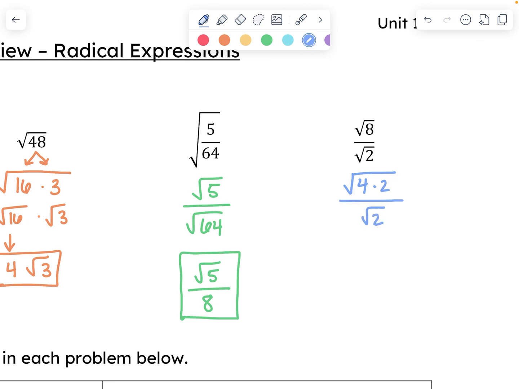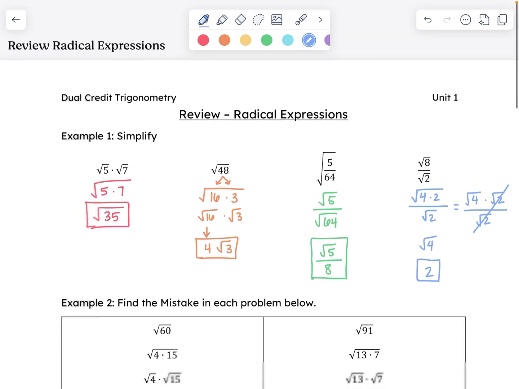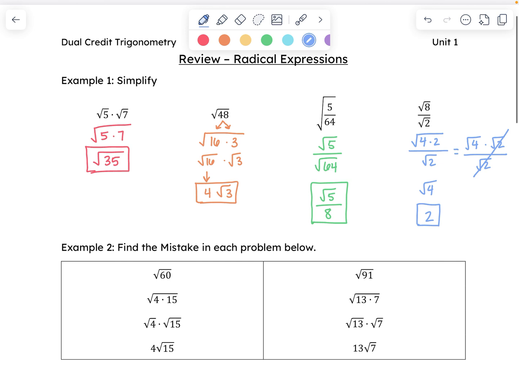So I could split that as the square root of 4 times the square root of 2 over the square root of 2. And you will notice that these are going to cancel out. So I just get down to the square root of 4, which is just 2. So same idea, we want to see if there's anything that we can take out and see if that'll help us simplify and cancel out. If it doesn't, then we will use a process called rationalizing the denominator, which we will look at on the back of these notes.